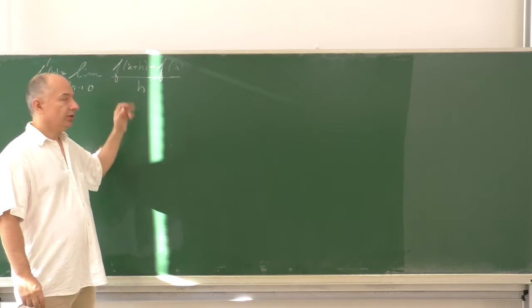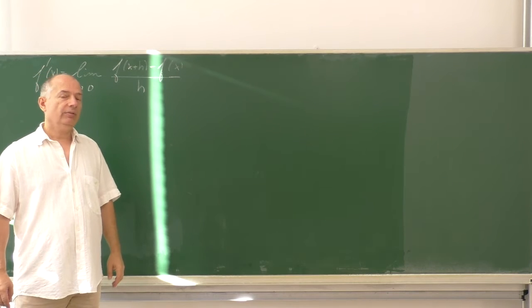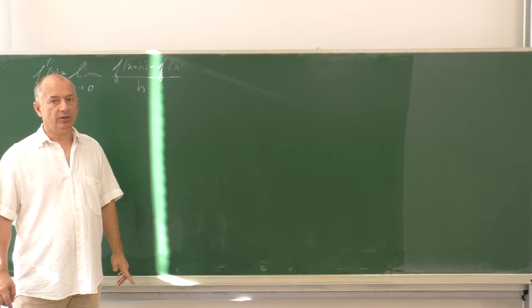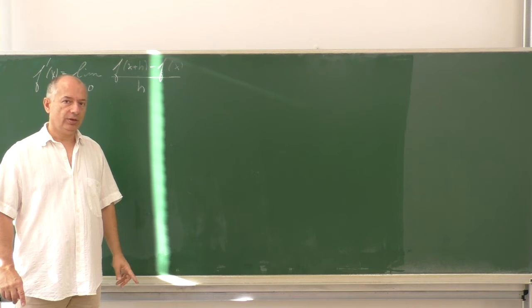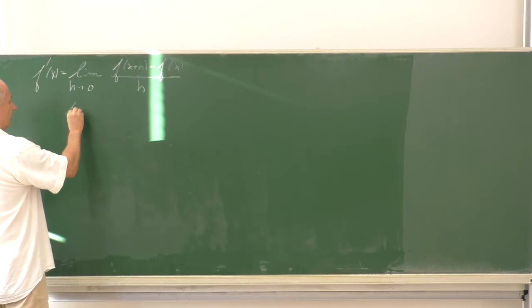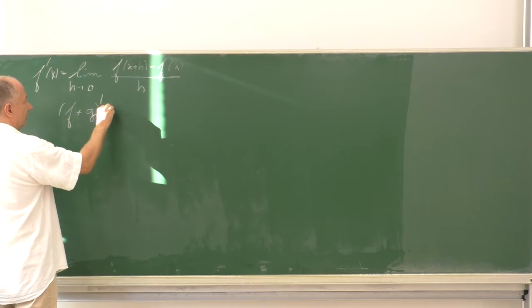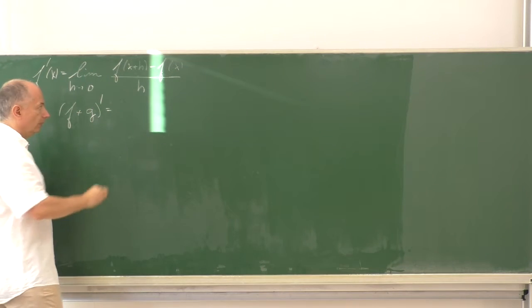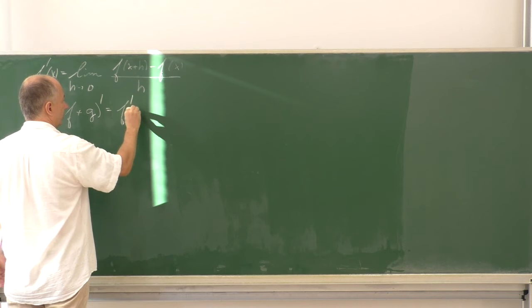Here we have the definition of the derivative. Let's have a look what happens if we have two functions and we add these two functions. Let's call the two functions f and g. We want to show that the derivative of the sum is the sum of the derivatives.